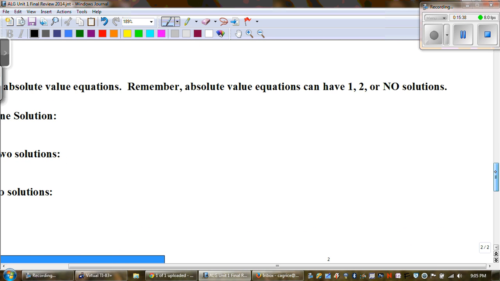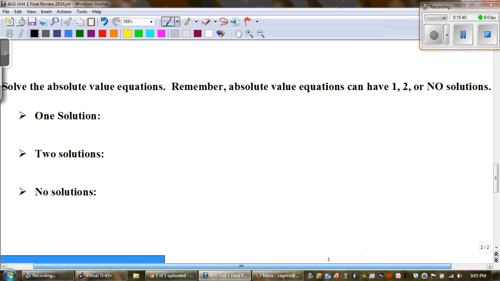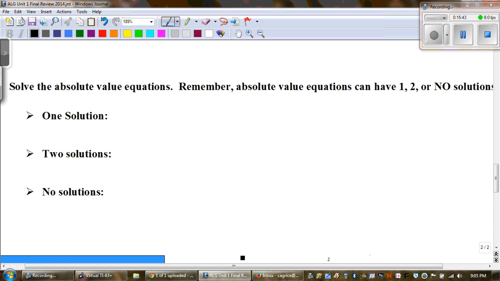All right, so when we solve the absolute value equations, remember absolute value equations can have 1, 2, or no solutions. When we have one solution, we're left with the absolute value inside, and that equals 0. That's when we only have one answer.